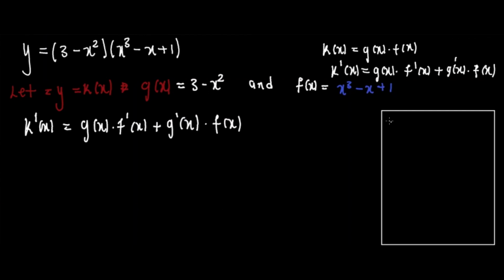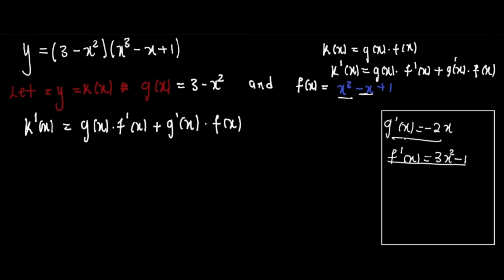So g prime of x will be equals to the derivative of a constant is 0, and the derivative of minus x squared is minus 2x. So let's do f prime of x. The derivative of x cubed is equals to 3x squared, and the derivative of minus x is equals to minus 1. The derivative of 1 is 0. So now we have f prime of x and g prime of x.